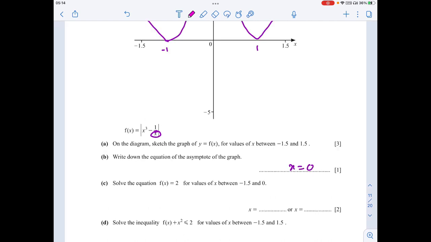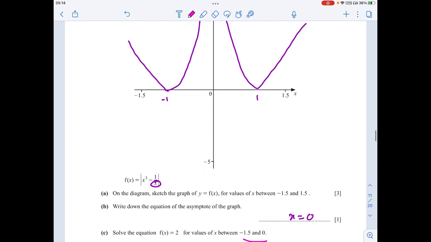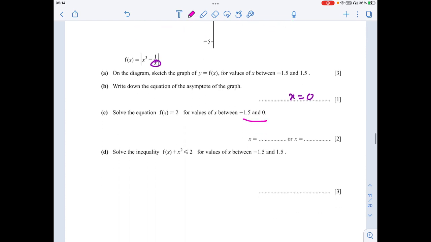Now to the next part, solve f of x equals 2 between the values minus 1.5 and 0. So I'm drawing a straight line, f of x equals 2, and I will be finding it between minus 1.5 and 0. You can see these 2 points from the graphing calculator. You should be getting approximately minus 1.4 and minus 0.475.